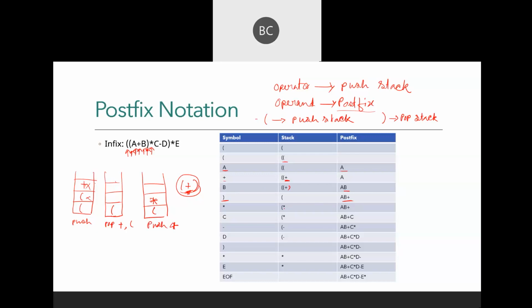Right. Next you have C, so you will put it onto the postfix. Next you have the minus sign. Now, what is the top element?